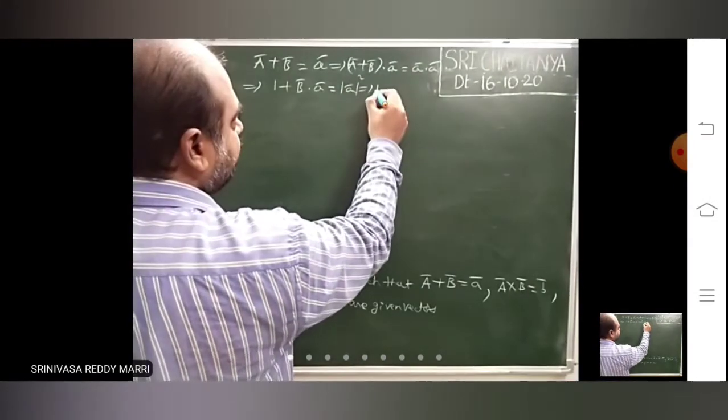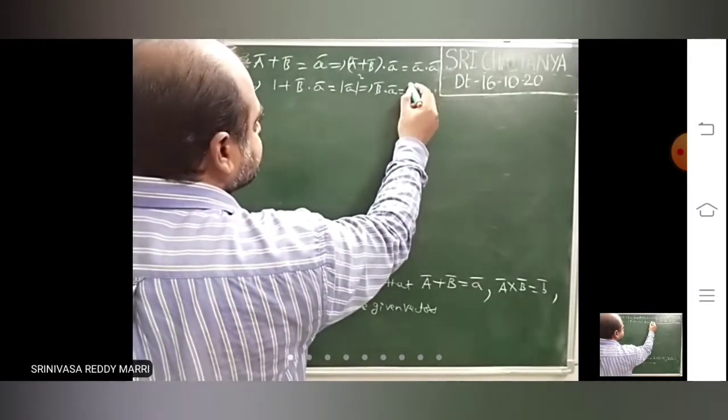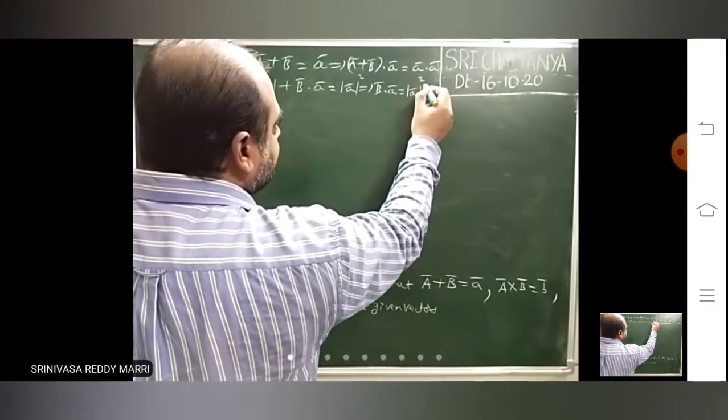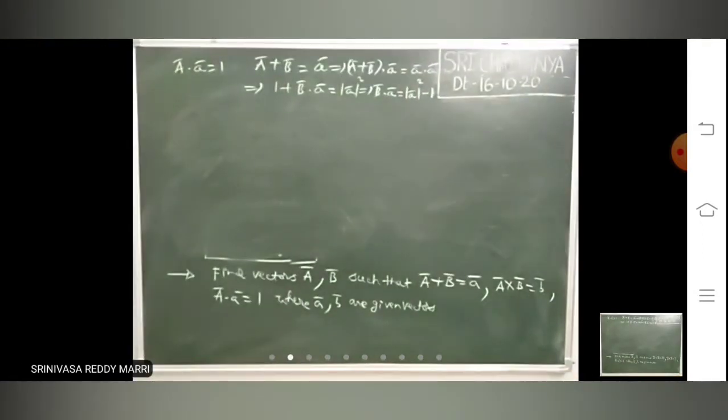That implies b bar dot a bar is nothing but modulus a bar whole square minus 1. B dot a is what? Modulus a bar whole square minus 1.